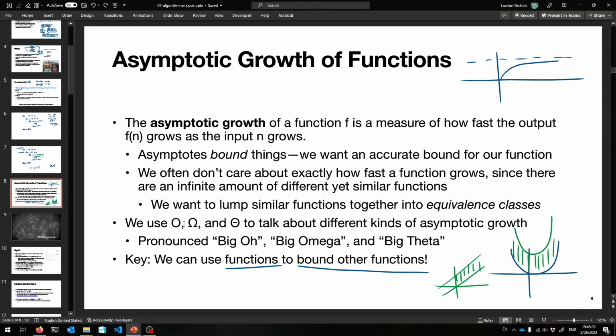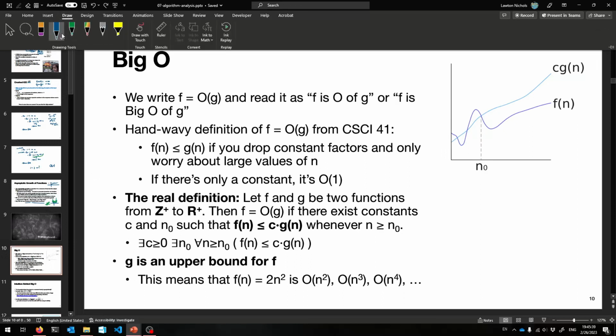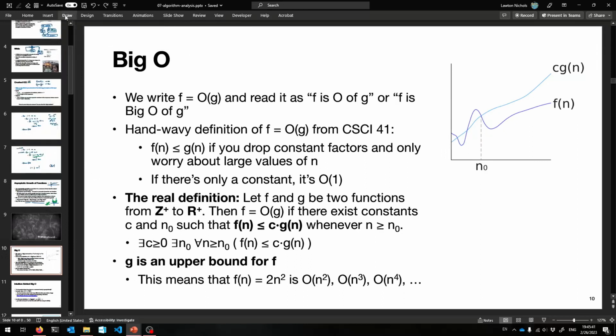So let's finally learn once and for all the mathematical definition of big O. What does it really mean when I write O of n squared? It's talking about the asymptotic growth of a function, really. So here is the syntax and the real math.